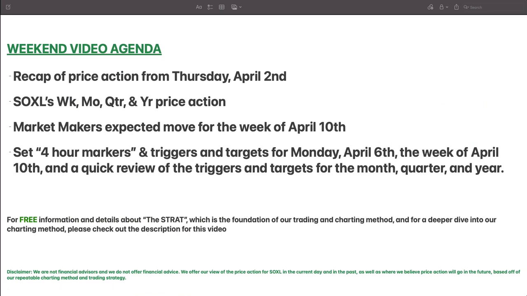And let's go ahead and look at today's agenda. First, we will recap the price action from Thursday, April 2nd. Before we zoom out like we always do, take a look at the week, month, quarter, and year price action. Then we'll take a look at the market makers expected move for the week of April 10th. And then we'll zoom back in to set what we call our 4-hour markers and then the triggers and targets for Monday, April 6th, the full week of April 10th. And we'll review the triggers and targets for the month, quarter, and year as well.